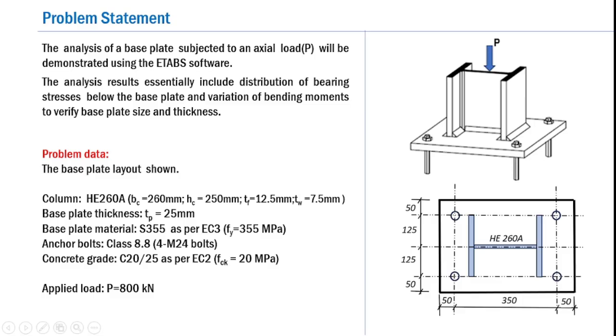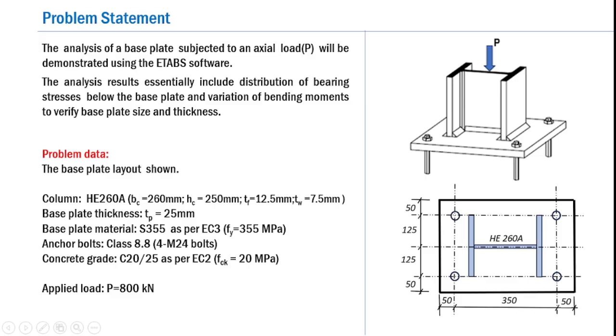So the column base plate layout is shown over here. As you can see, the column profile used for the base plate is HE260A, and this is a three-dimensional view of this simple base plate that is subjected to only an axial load P. HE260A is essentially a European column section, and its dimensions are: the width of the column is 260 millimeters, its depth is 250 millimeters, the flange thickness is 12.5 mm, and the web thickness is 7.5 mm.